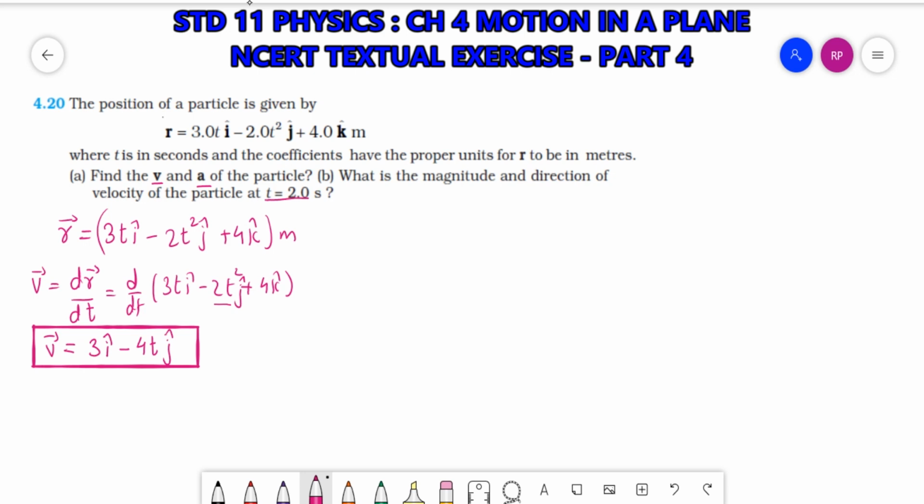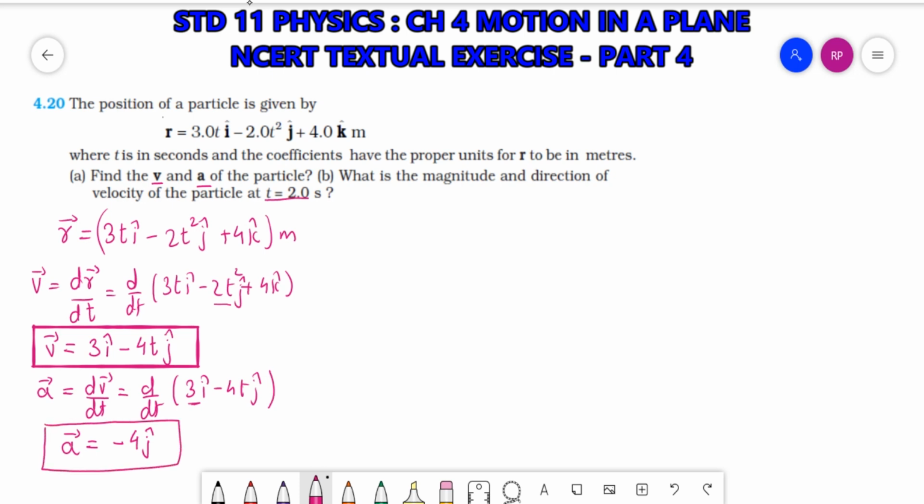Now acceleration a is equal to dv by dt. So d by dt of 3i minus 4t j. The derivative of 3 is constant, so it's 0. The derivative of 4t is 4, so minus 4j. I'm not adding the i component because it will be 0i. So this is the equation for acceleration.